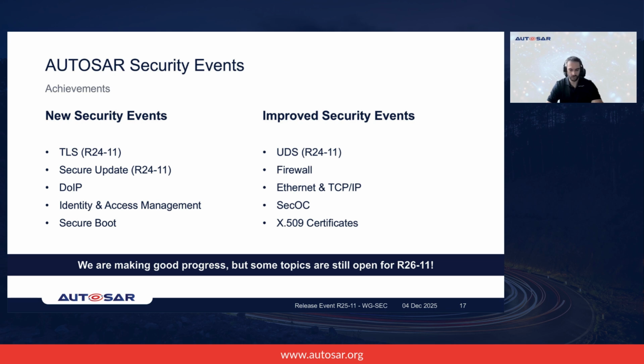However, the group has also revisited already existing security events and tried to improve them based on market feedback. Technologies are shown here on the right-hand side. We can see here UDS, for instance, which was also already addressed last year. And for this year, we are improving security events for firewall, for Ethernet and TCP/IP, for SecOC, and for X509 certificates. Generally, I think we are making good progress here, but we do have still some topics open for 26-11 for next year.